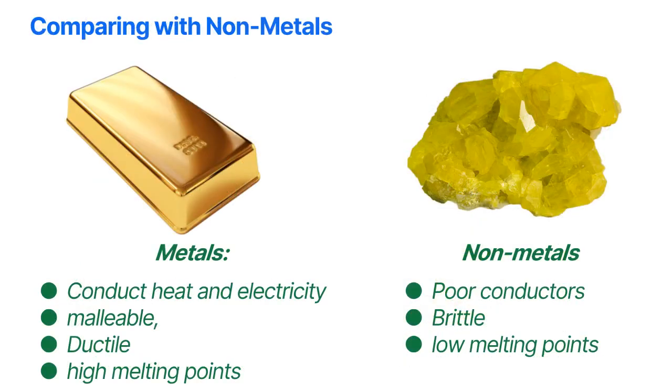Now, let us compare metals with non-metals. Non-metals are usually poor conductors of heat and electricity. They are brittle, meaning they break easily when hammered. Most also have low melting and boiling points. This contrast helps us clearly distinguish between metals and non-metals in exams.